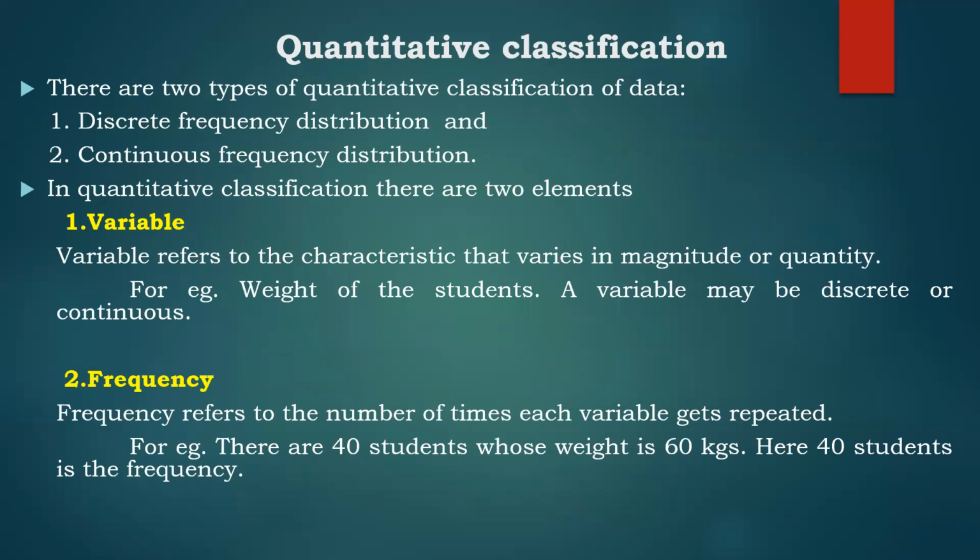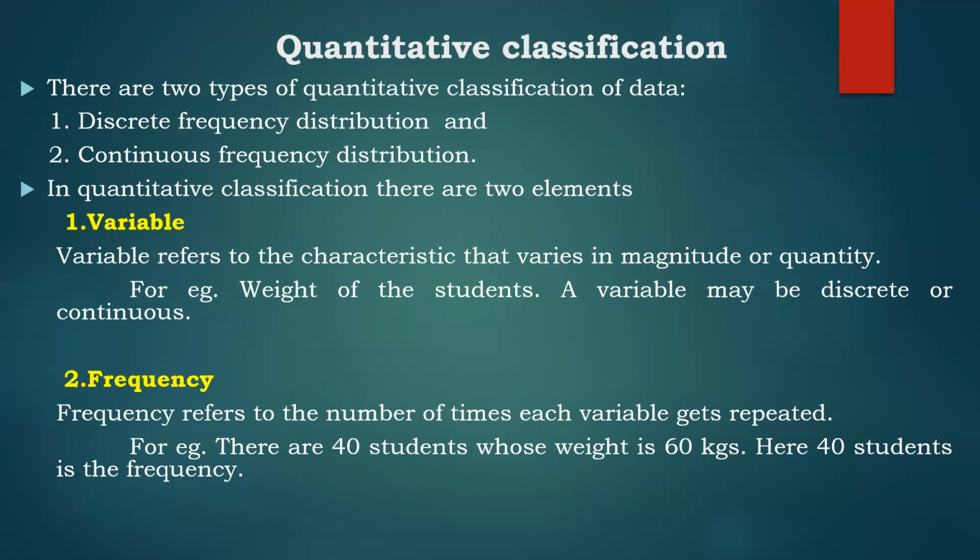Next we'll see quantitative classification types. In quantitative classification, we have two types of classification. The first one is discrete frequency distribution and the second one is continuous frequency distribution. In quantitative classification, there are two elements. First is variable, second one is frequency. Now we'll see what a variable is. A variable refers to a characteristic that varies in magnitude or quantity. For example, weight of a student. A variable may be discrete or continuous.